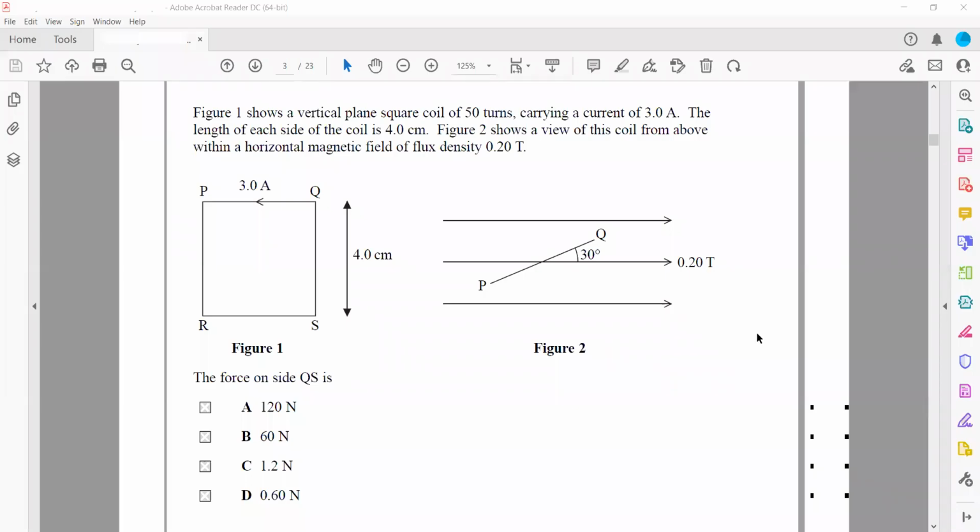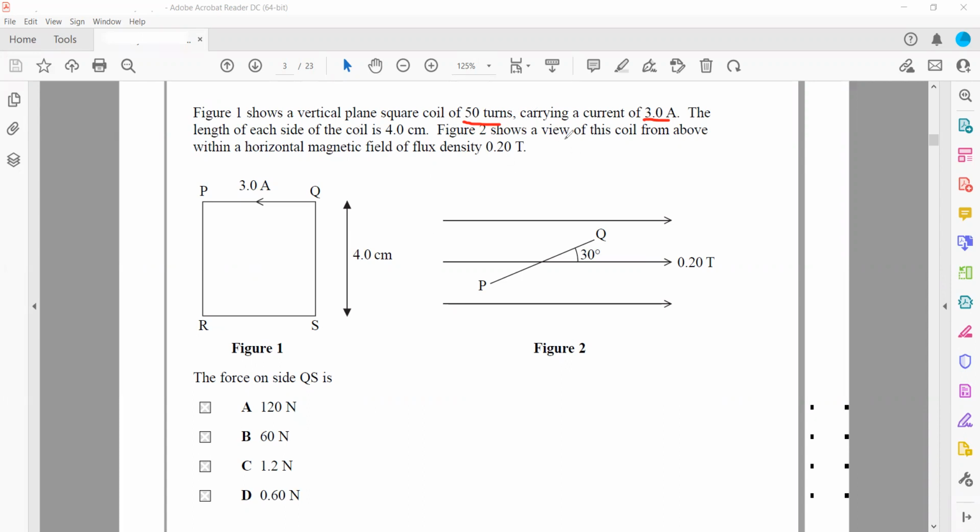So in this session, we'll discuss the MCQs related to the topic of magnetism. Figure 1 shows a vertical plane square coil which has 50 turns and carries a current of 3 amperes. The length of each side is 4 centimeters. So each side is 4 centimeters long.